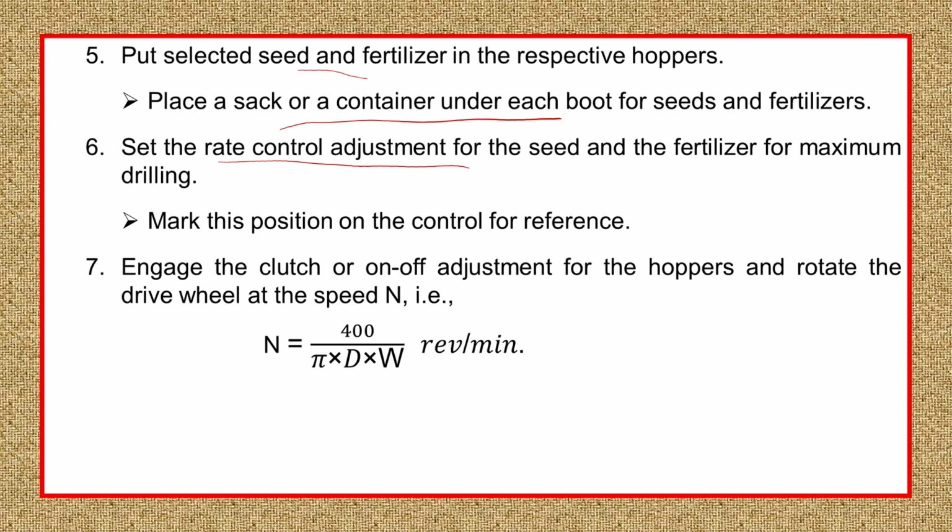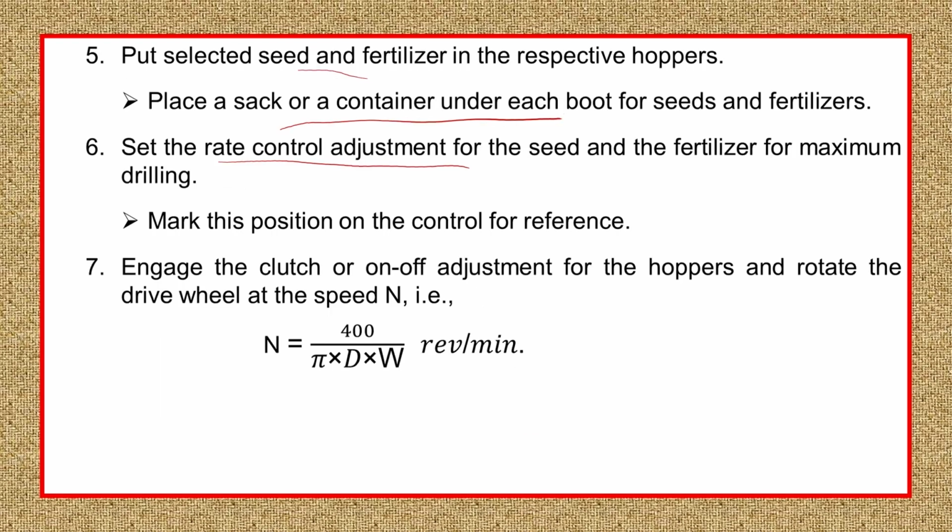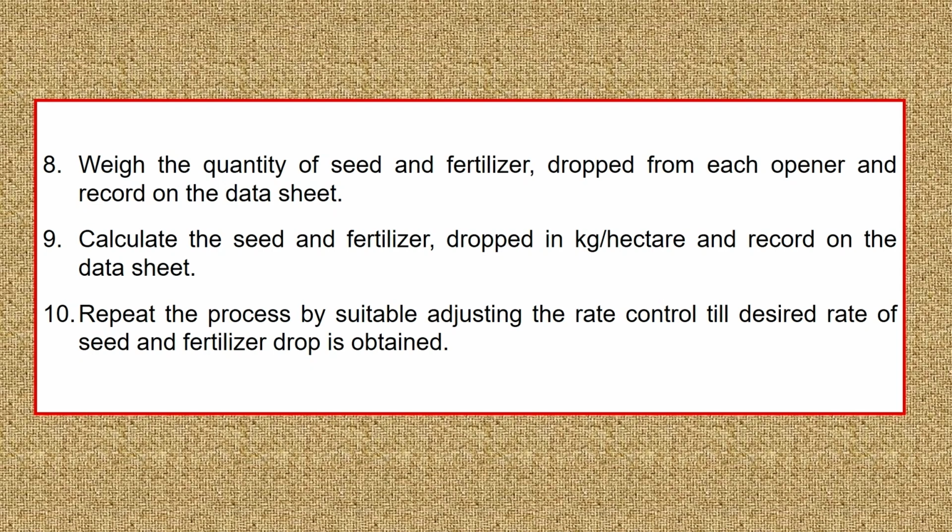So once the rate control adjustment is made, or it is put into the maximum drilling level, then each furrow opener is provided with a container or sack to collect the seed, and then the ground wheel will be rotated to the number of revolutions determined in point number 3. Because of that we will be able to collect some quantity of seed and fertilizer in individual hoppers, containers or sacks at each furrow opener, and we will weigh those fertilizers and seeds collected, and we will calculate it for 1/25 hectares of area.